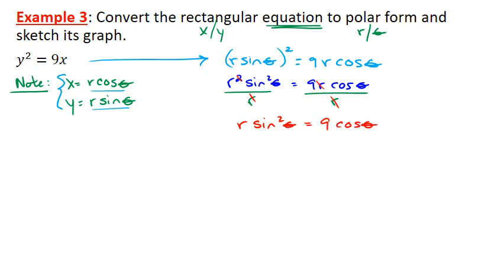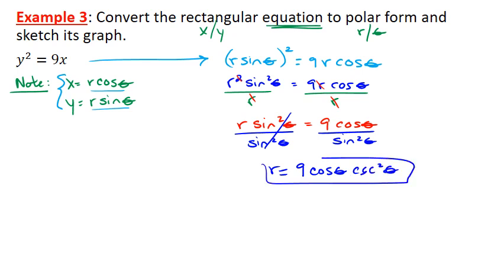So I almost have r by itself. In order to get r by itself, now I will divide by sine squared of theta. So r is equal to, in this case here, we can rewrite this as 9 cosine of theta cosecant squared theta. Since r is by itself, we have r, we have theta, we have converted our rectangular equation to polar form by using what I have noted over here.